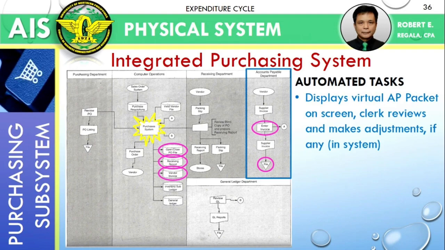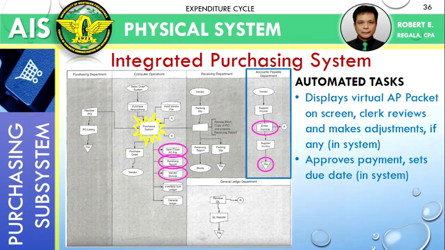This virtual AP packet allows the AP clerk to browse the supporting documents and modify documents if necessary to reconcile quantity or price discrepancies that may exist in any of the reconciling documents. And assuming no discrepancies that demand the AP clerk's intervention, the system automatically approves payment and sets a payment due date.